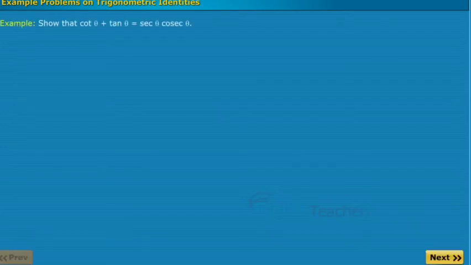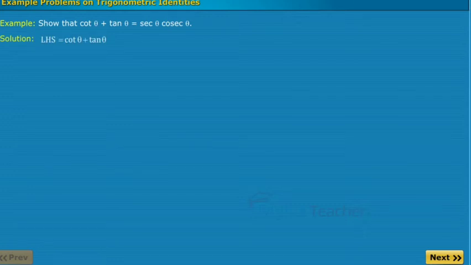Now, let us solve some example problems. Example states that cot theta plus tan theta is equal to secant theta cosec theta. Given LHS is as shown.